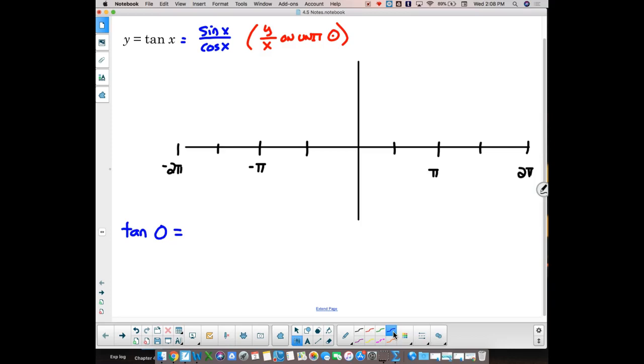So what is the tangent at 0 on the unit circle? Y over x. At 0, we got 0. Because it's 0 over 1, right? So that's going to be 0 over 1, which is going to be 0. So tangent goes through the origin.